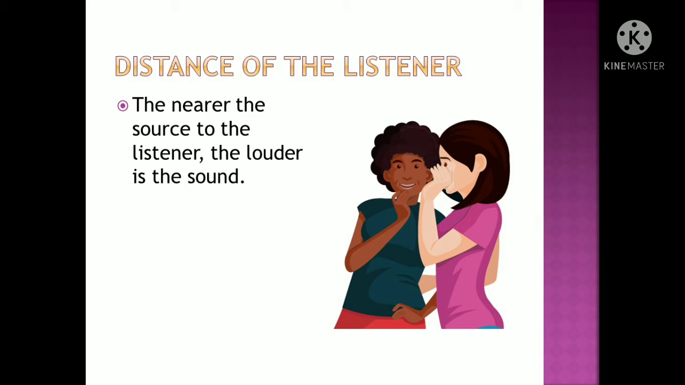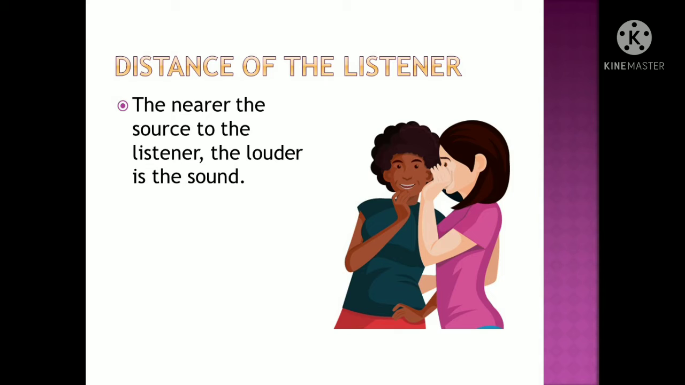See here, two girls are talking. They're whispering or gossiping, maybe planning a surprise for a friend's birthday party. They're whispering into each other's ears. The nearer the listener is to the source, the louder the sound will be. If the listener is near you, then whatever you say will be heard very loud. So this is about the distance of the listener.